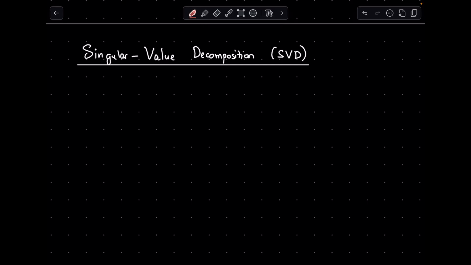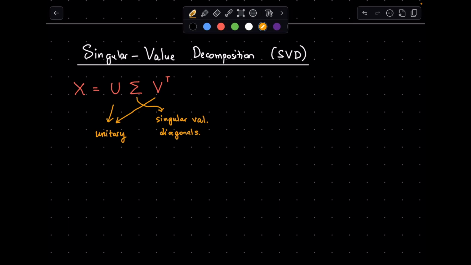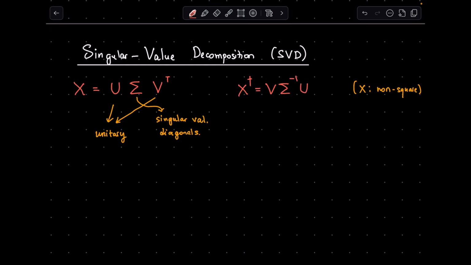So if we have a general X matrix, then SVD tells us that we can express it as a product of three matrices, U, sigma, and V transpose. U and V transpose are unitary matrices, and sigma holds the singular values in the diagonal. It kind of looks like eigen decomposition, but it's different. Now, although X does not have an inverse in general, we can get a so-called pseudo-inverse, which is V times sigma inverse times U transpose.